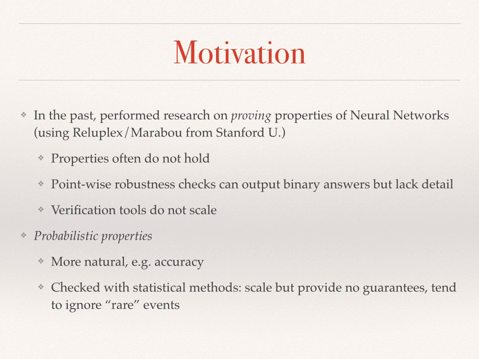But we found that in practice, properties often do not hold. Or if they hold, they only hold in tiny regions around inputs. And usually, actually, the majority of formal verification for neural networks is done for proving pointwise robustness of neural networks, which basically check around an input point that the network gives the same decision.